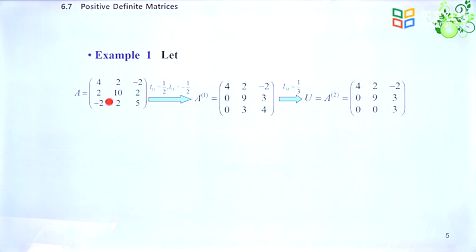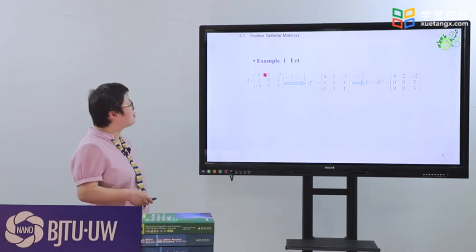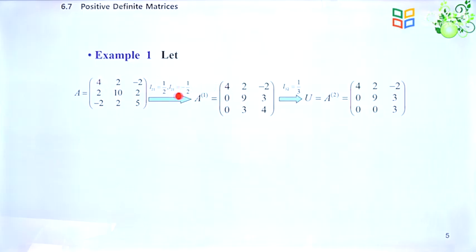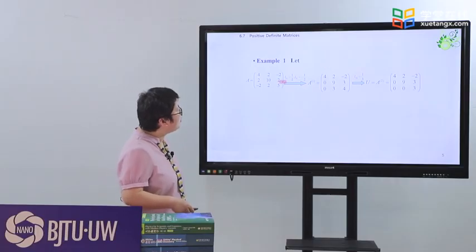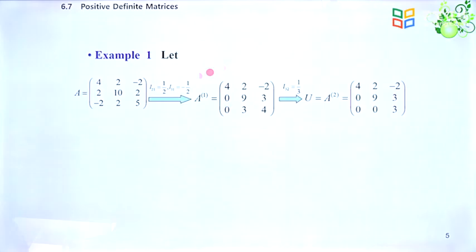And in order to eliminate this minus 2 to be 0, you use 4. This is the first row times the multiplier 1 over 2. So here you define L31 to be minus 1 over 2, the negative value of this multiplier. This is to construct the lower triangular matrix. And after you do these row operations, you can transform A to A1. See, here the first row keeps unchanged, and the second row and the third row change. The first entry in each of these two rows is 0.